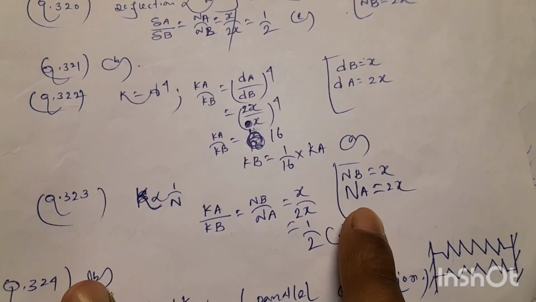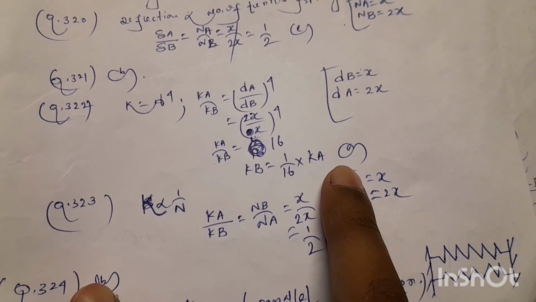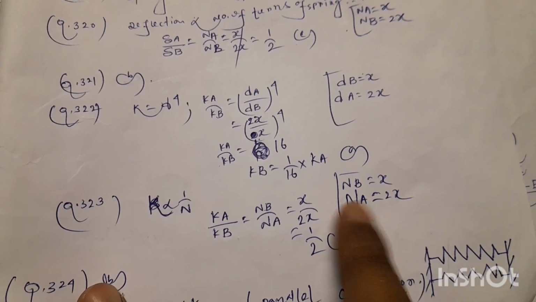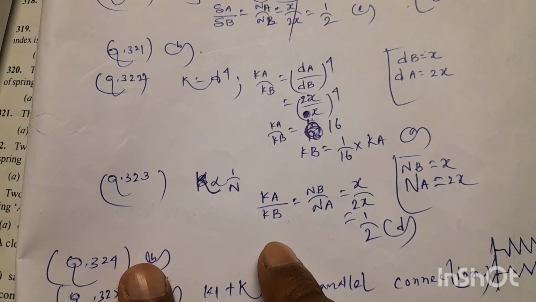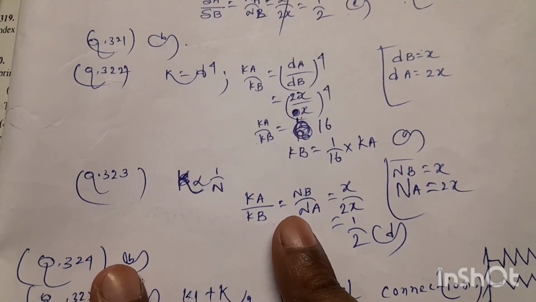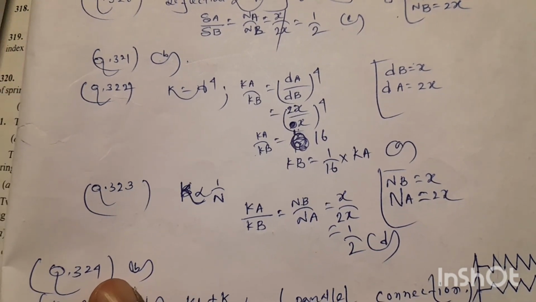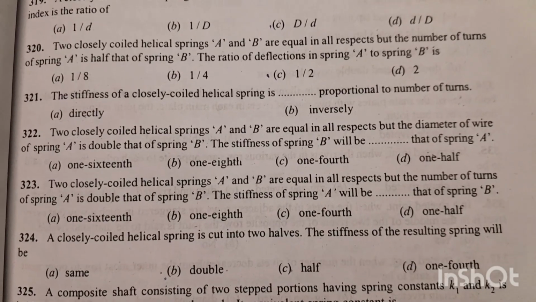And from the question we know the number of turns for the spring A will be double that of the spring B. So if Nb is x, Na will be 2x. And if we calculate the value Ka by Kb, which will also be equal to Nb by Na, we will get the value Ka by Kb equal to 1 by 2. So for question number 323, option number D is the right answer.